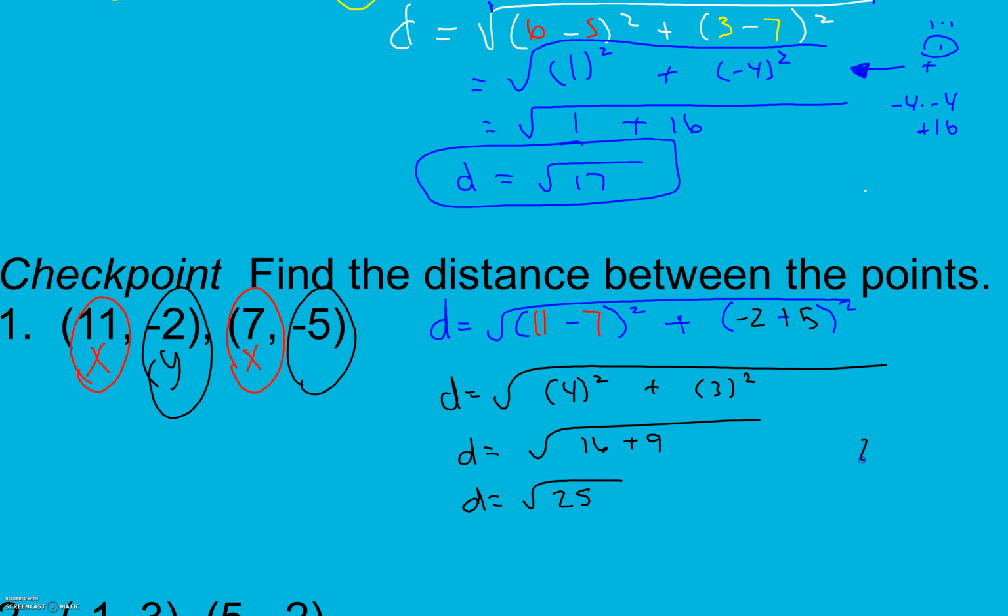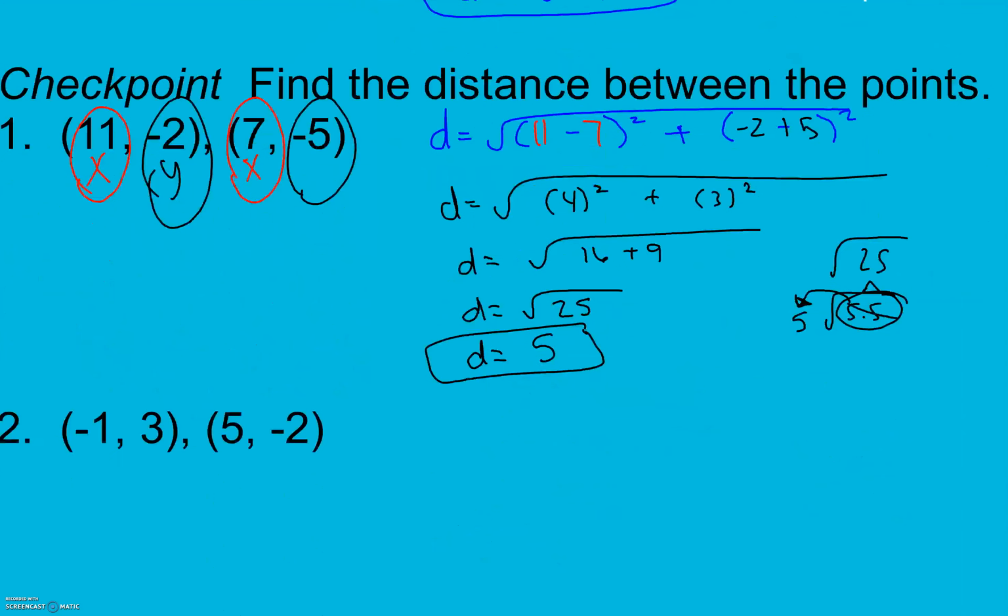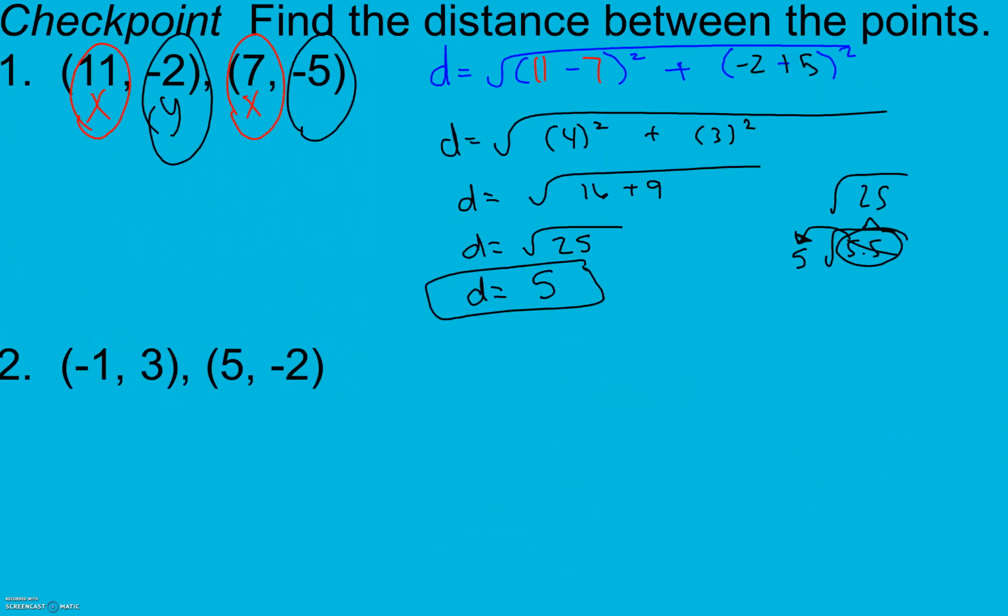And now 25 is not prime, so we can try and break that down. 5 times 5. So I have the square root of 5 times 5. A pair of 5s comes out as a 5. I don't have anything left inside, so all I have here is 5. 5 is the square root of 25. I'm going to try another one here.